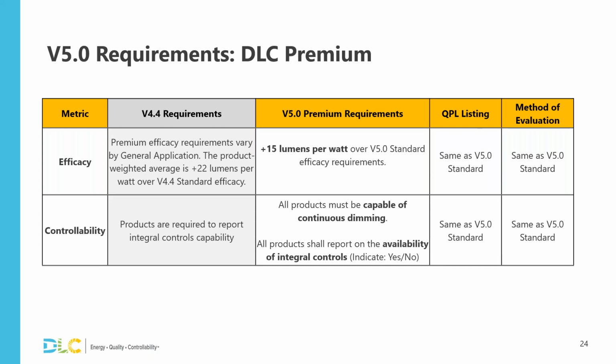In terms of controllability, the continuous dimming requirement for version 5.0 Premium applies to all products. So unlike DLC Standard, there are no exceptions to the dimming requirement. Every single premium product under 5.0 will be required to be capable of continuous dimming. And just a reminder that replacement lamps and specialty primary use designations, specialty PUDs, are not eligible for premium.